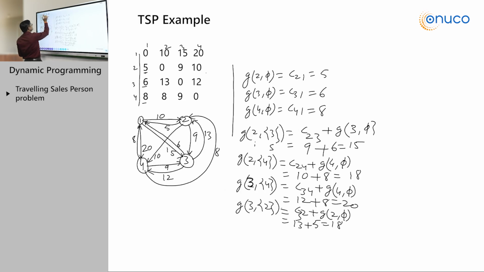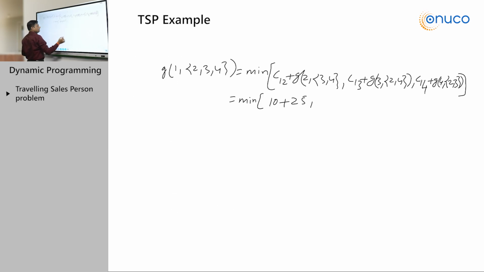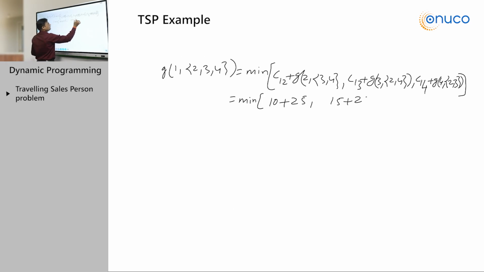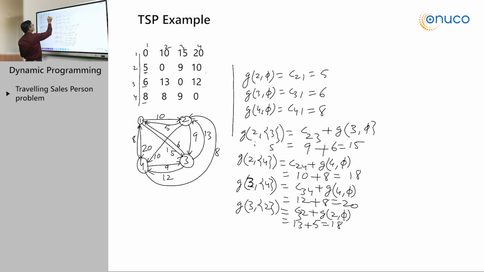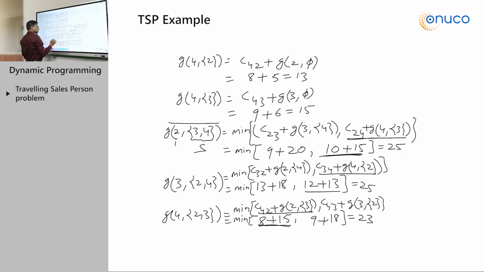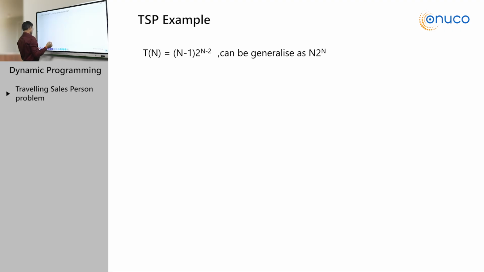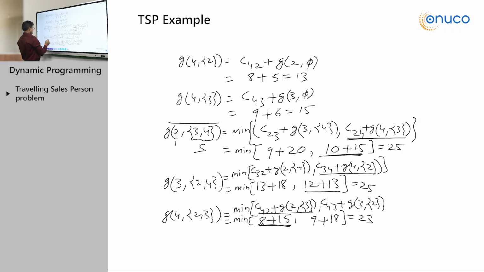Similarly, C of 1, 3 is 15. We are writing here 15 plus G of 3, {2, 4}. What is the value of G of 3, {2, 4}? The minimum value is 25. So let us write 25, comma C of 1, 4. C of 1, 4 is 20, plus G of 4, {2, 3}. G of 4, {2, 3} minimum is 23.